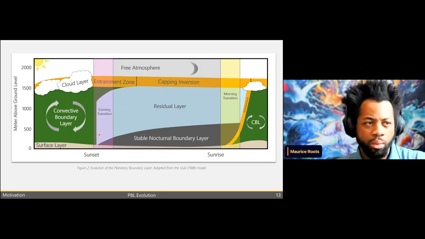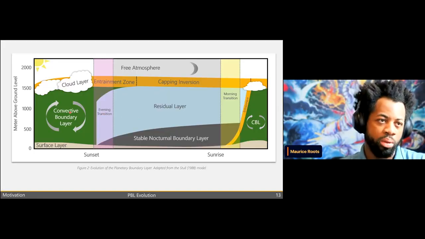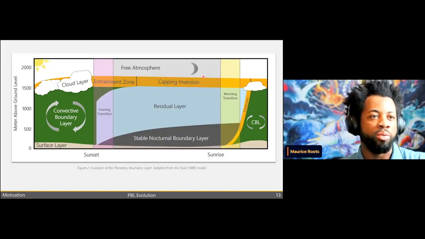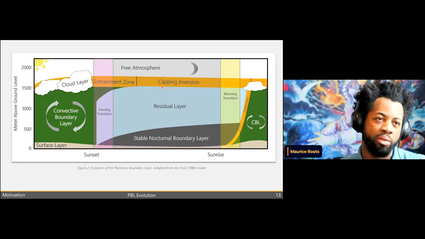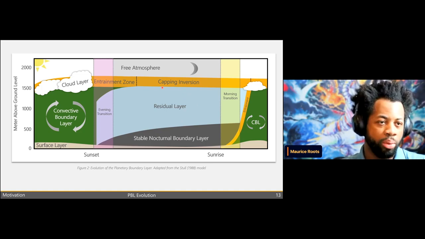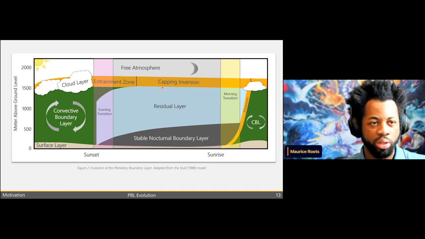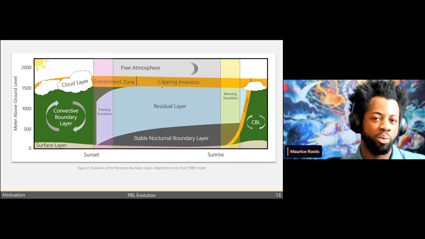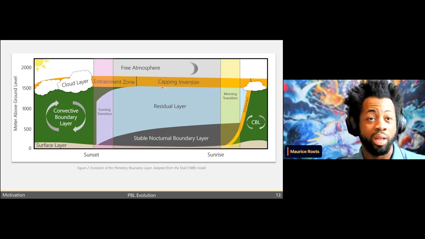Then when that transitions into the nocturnal period, you see a decoupling of what's in the atmospheric boundary layer, the highest extent of mixing. You get zones where you have a stable nocturnal boundary layer that's more associated with the surface layer, and then you have a residual layer that sets up, and that's where a lot of your pollutants reside during the nighttime.